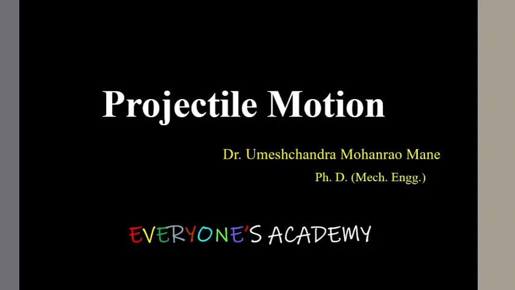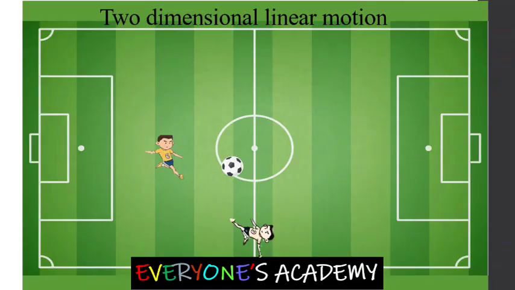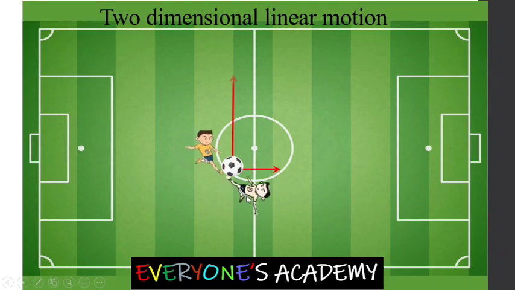Hello everyone. In this video we are going to learn about projectile motion. In the previous video we learned about two-dimensional linear motion. For example, suppose this player is hitting this ball to achieve a goal and if this player is hitting the ball to avoid the goal, so this player will hit it hard.